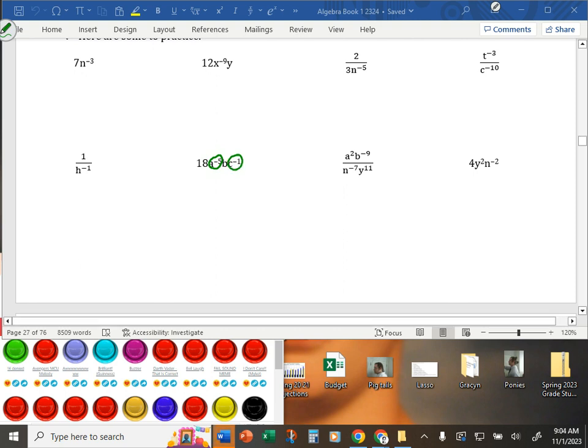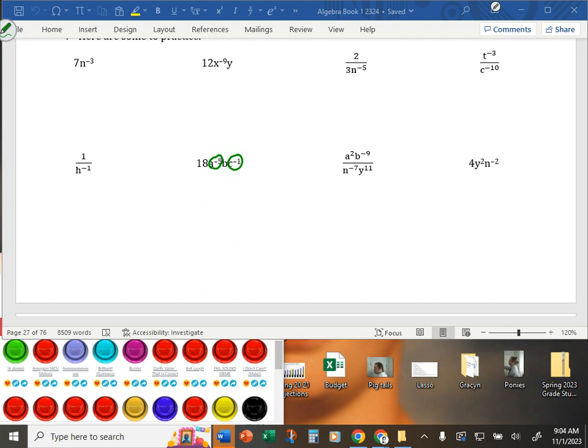Okay. The 18, what is that? Why is that not getting moved? It's a coefficient. It stays where it's at. Why don't we move the b there? It's happy, right? What's the power on that b? Positive 1. It's not written because if it's positive 1, we don't have to write it. If it's a negative 1, you do to show that it needs to be moved, right?